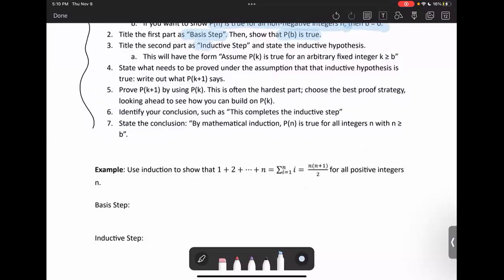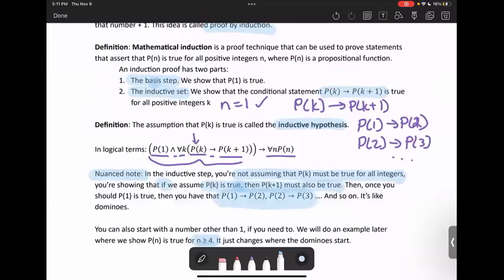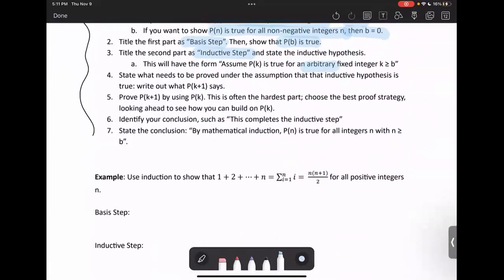You're going to title your second part the inductive step and state the inductive hypothesis. This has the form: assume P of k is true for an arbitrary fixed integer k greater than or equal to b. The key here is that it's arbitrary. If we show it for any arbitrary k, then we can show that it is true for all k. We show these two steps and we get our result.